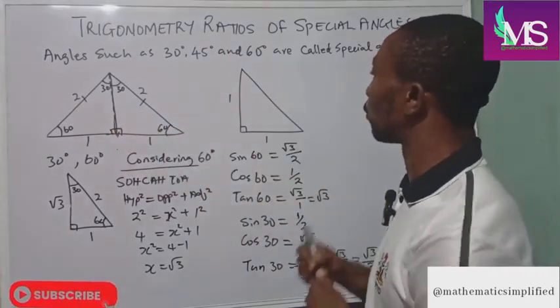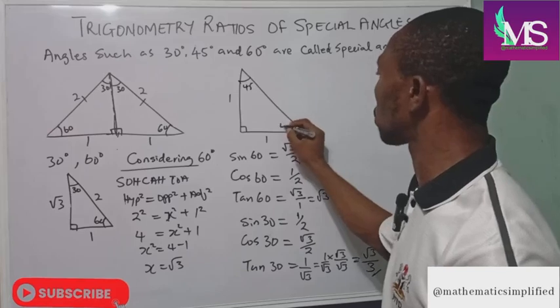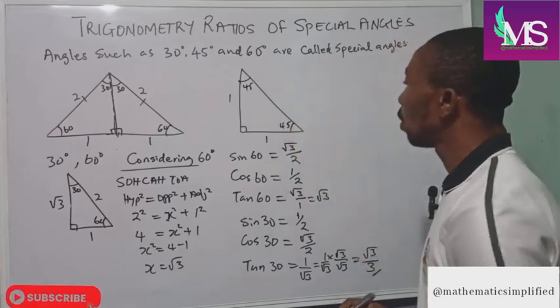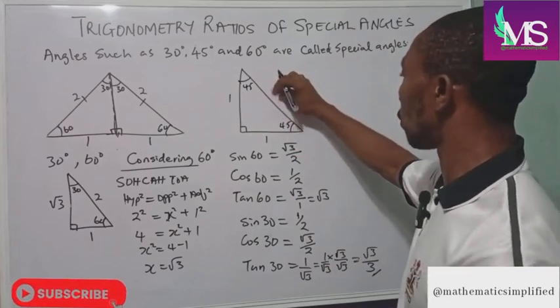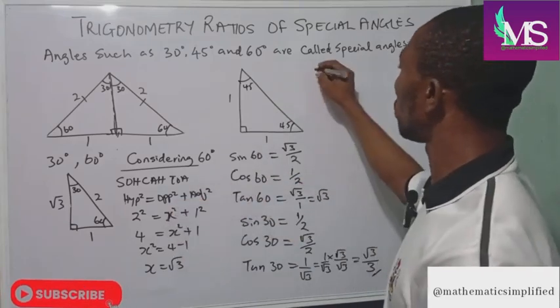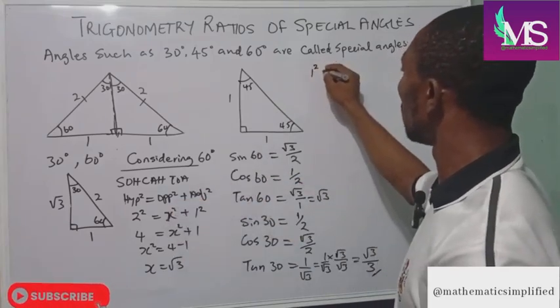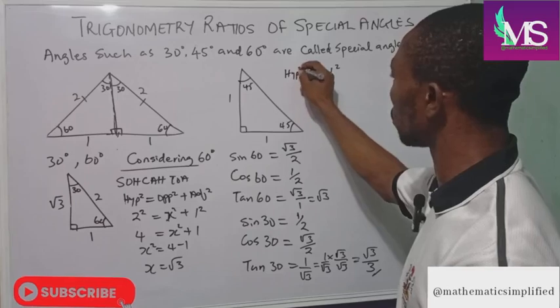Now, looking at angle 45, which is our next special angle. Now we have to find our hypotenuse. So for us to get our hypotenuse, we apply Pythagoras theorem, which says 1 squared plus 1 squared equals our hypotenuse squared.